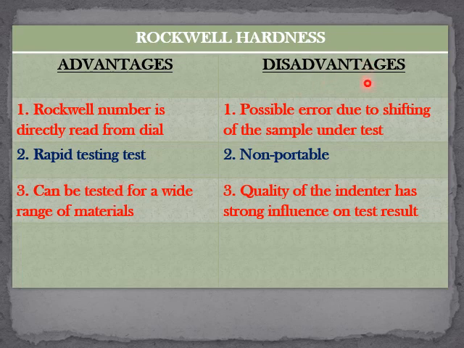Under disadvantages, possible error due to manual shifting of the sample during the test may take place. It is non-portable, that is, it cannot be carried from place to place. The quality of the indenter, such as the diameter of the steel ball or the angle of 120 degrees in a diamond cone brale indenter, plays a very important role in the testing results.